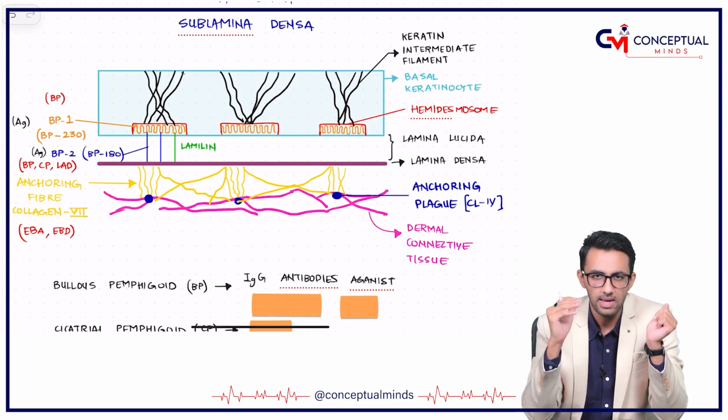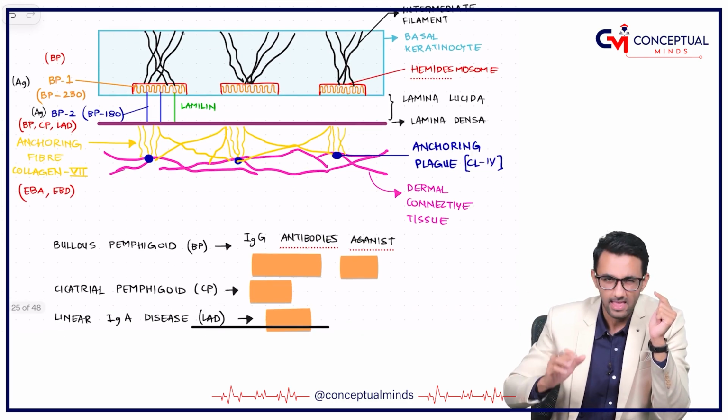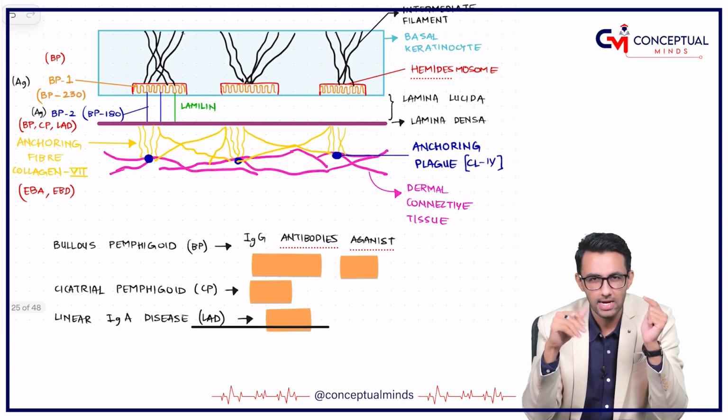Hemidesmosomes are connected by intermediate filaments. The hemidesmosome has the BP1 antigen, and the BP1 antigen lies inside it. The hemidesmosomes are connected to the lamina densa by the lamina lucida and the BP2 antigen. The BP2 antigen is BP180 and BP1 is BP230.